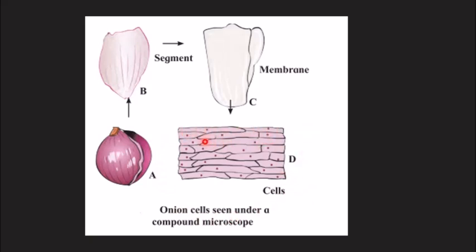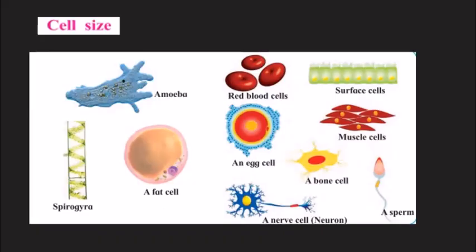So that means all cells are together attached in an onion membrane. As onion is also a living thing, plants are living things. All the living things are made up of cells, and even plants are made up of cells. Now the cell size differs from the type of cell. So there is a great variation in the shape of cells.